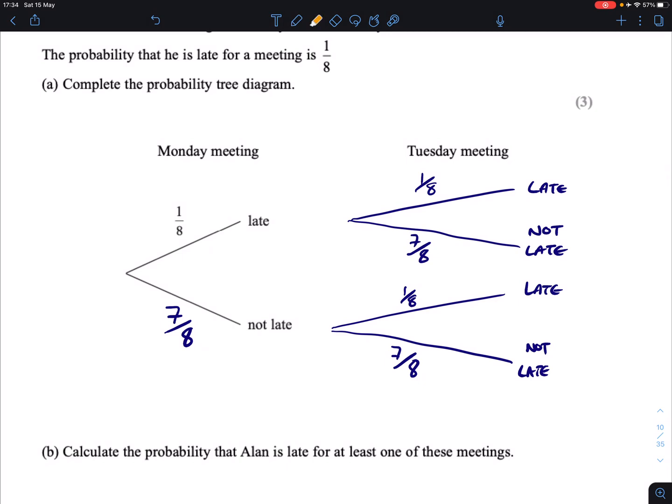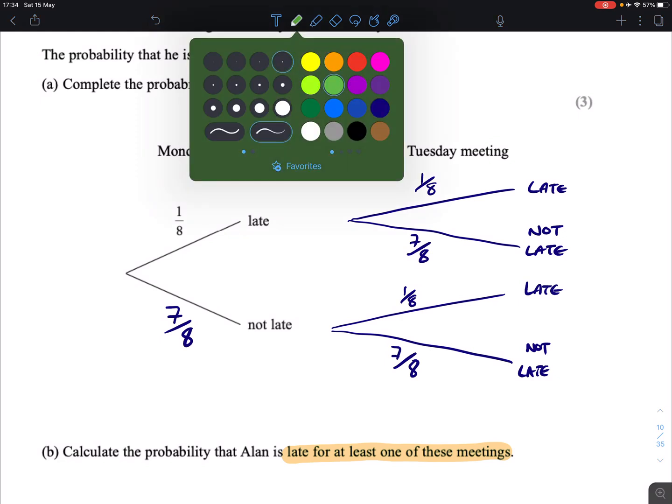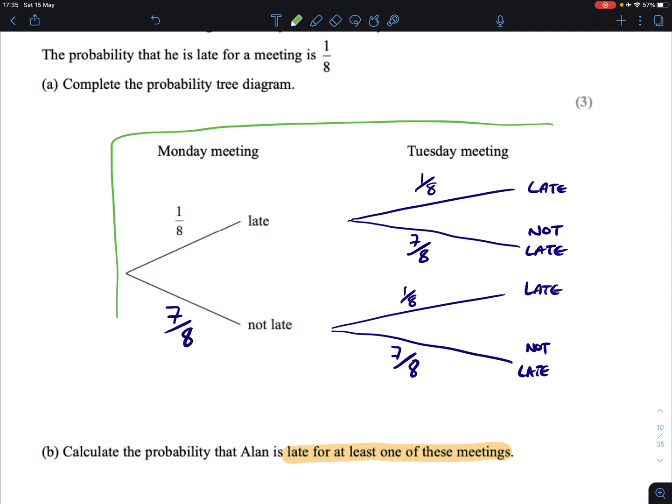Part B, calculate the probability that Alan is late for at least one of these meetings. So this then is taking the thing as a whole. Let's put this in a box right now. And you have your 4 possible outcomes.